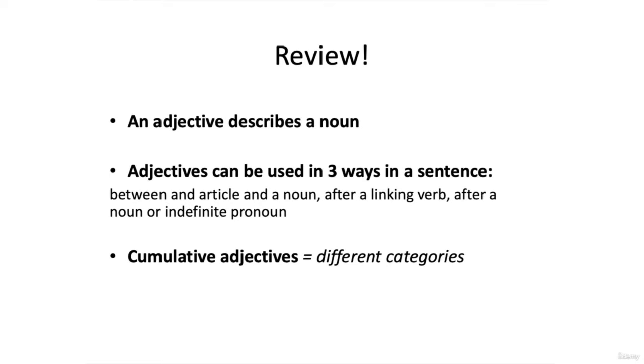Cumulative adjectives are usually adjectives from different categories like age, origin, purpose, material, color. In contrast, coordinate adjectives individually modify a noun and are separated by a comma. They are usually from the same category of adjectives.